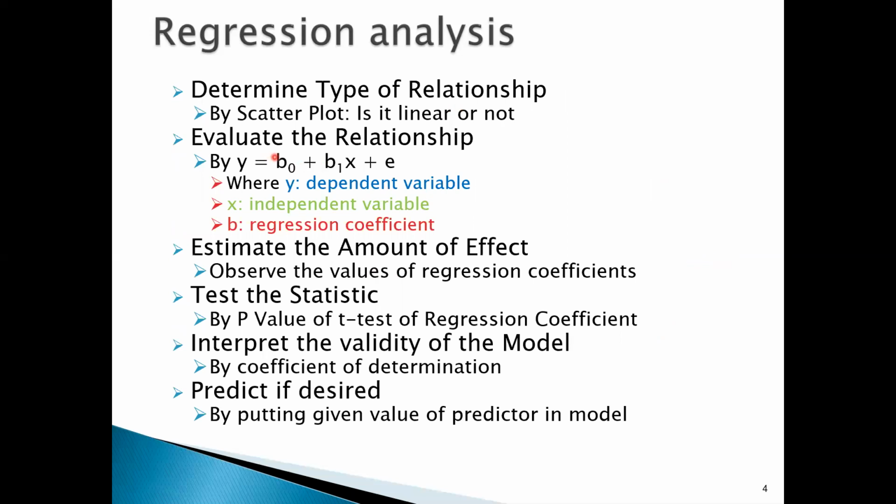Second step is to find out the relationship between two variables. For example, this is the equation for the linear regression: y is equal to b naught plus b1x, where y is the dependent variable, b naught is the constant, b1 is the regression coefficient, and x is the independent variable.